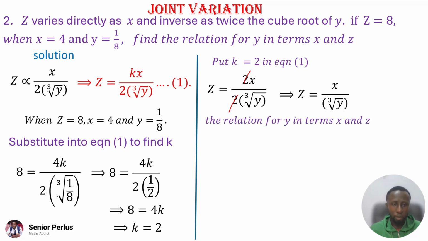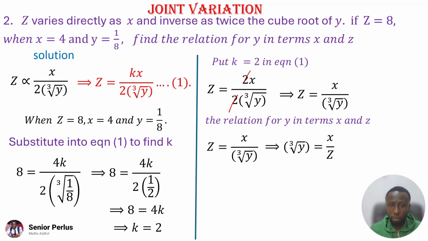Okay, good. So this is a relation. Let's make y the subject. It can be written as this, because this will go, this will come. Or you just multiply both sides by the denominator, then divide both sides by z. You get this. We are making y the subject. From the question, we want the relation of y in terms of s and z.